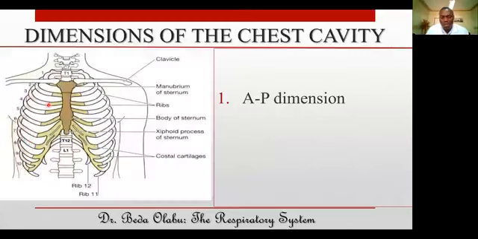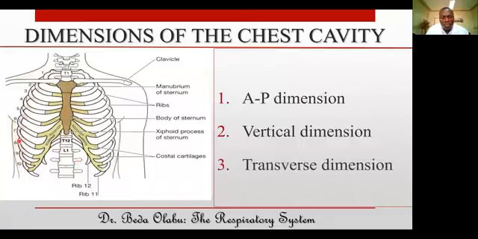This distance from the thoracic inlet to the level of the thoracic diaphragm, let's call it the vertical dimension. And finally, this distance from one side, the end of the ribs there, to this side, let's call it the transverse dimension. So we have anteroposterior dimension, vertical dimension, and transverse dimension.